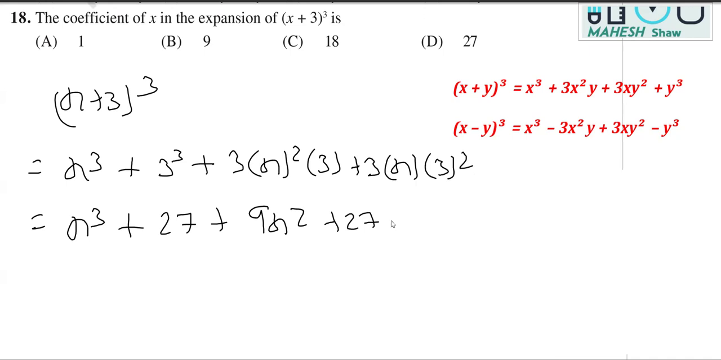This is 27x. Now, since you know that we have to find the coefficient of x, so clearly coefficient of x is 27 here. We say that coefficient of x in this case is 27, and therefore D is the correct option for this.